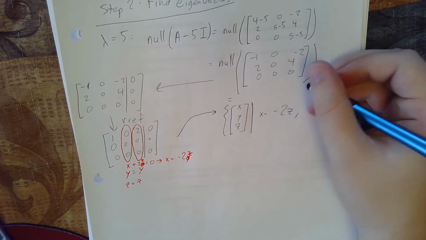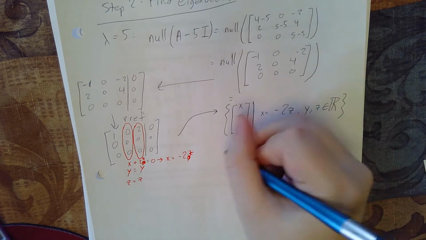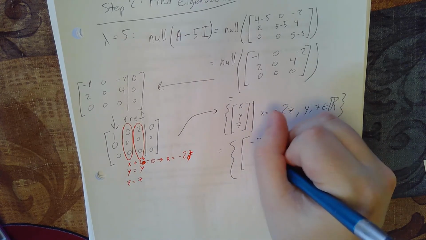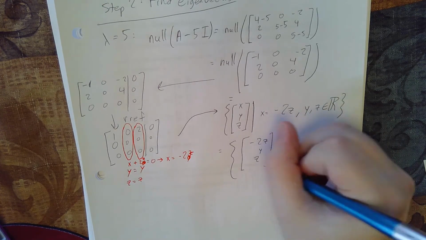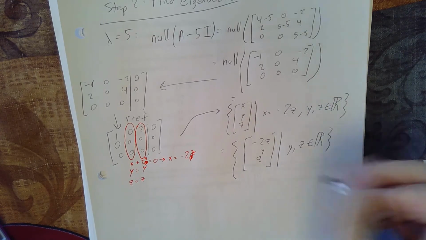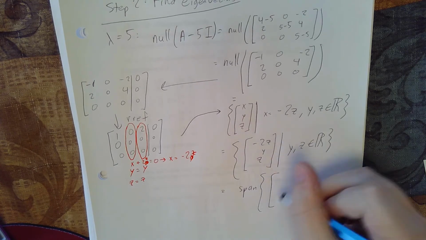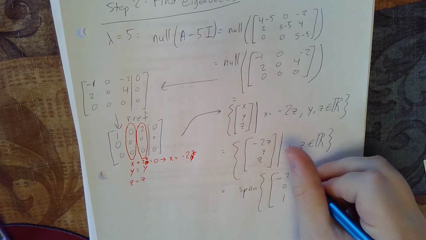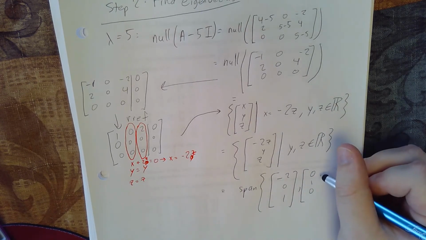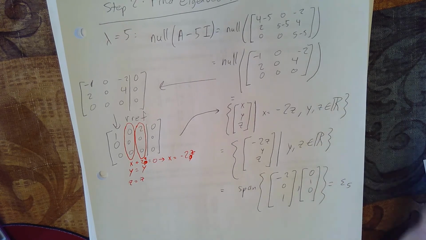We have y and z both being free variables. So we can rewrite this as being negative 2z, y, z, such that y and z are real numbers, and this is then the span of negative 2, 0, 1, and 0, 1, 0. So this is our eigenspace associated with 5.